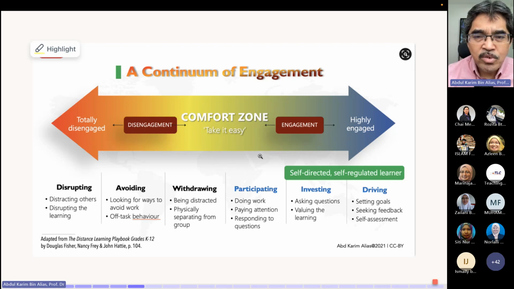But when the students start to disengage, so some student in the comfort zone, dia dengar-dengar jugalah, tapi at the same time dia check dia punya WhatsApp, check dia punya Facebook, check dia punya email, dia kata dia multitasking kan, so dia boleh fokus.